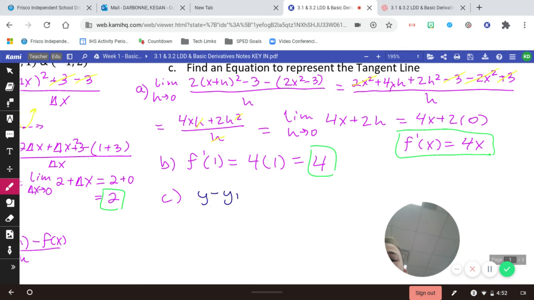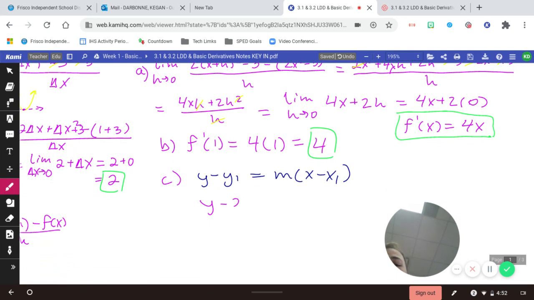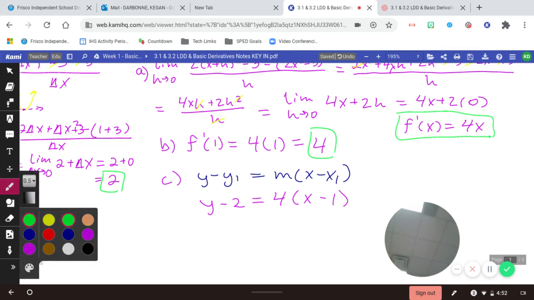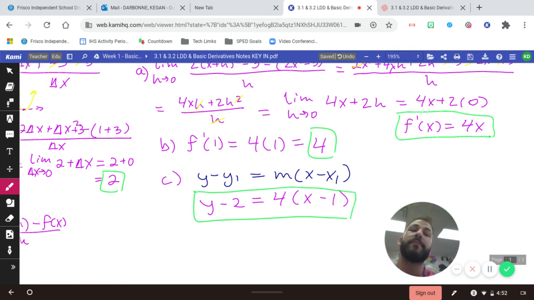y minus y1 is equal to m times (x minus x1), with y1 and x1 being the values of the point, m being the value of the slope. So I can just plug all those things in. So y minus 2 is equal to 4 times (x minus 1). And because we are super lazy mathematicians, I'm not even going to solve for y. I'm going to leave it right there. Make our life easier. Okay, that is the limit definition of the derivative.